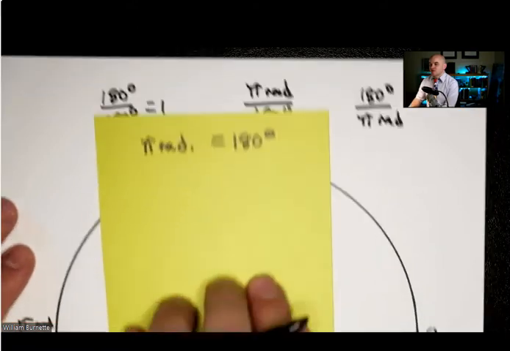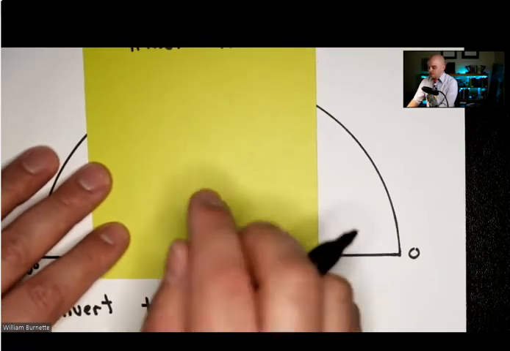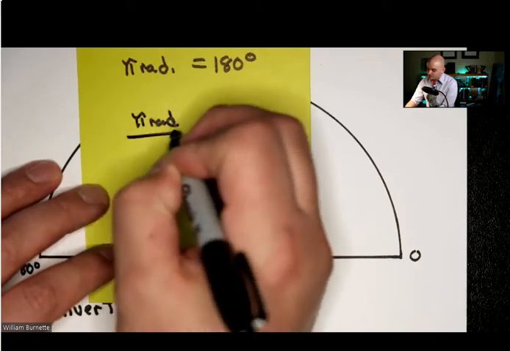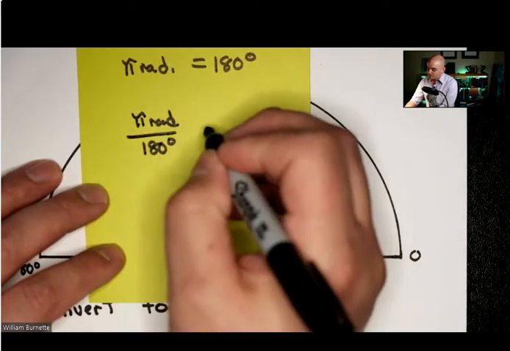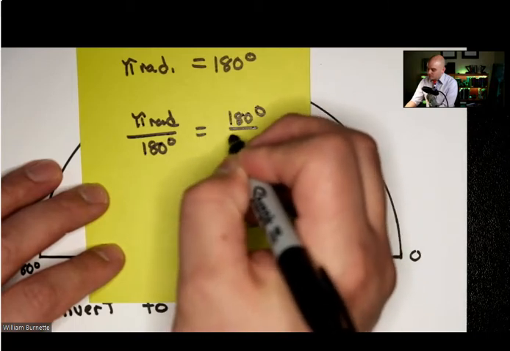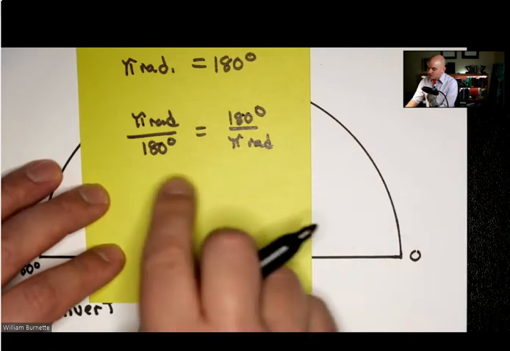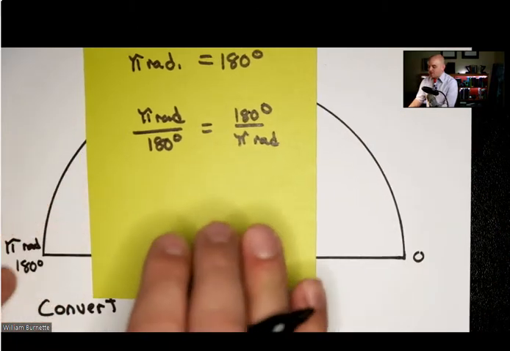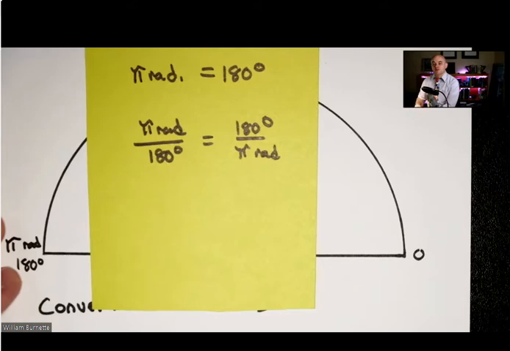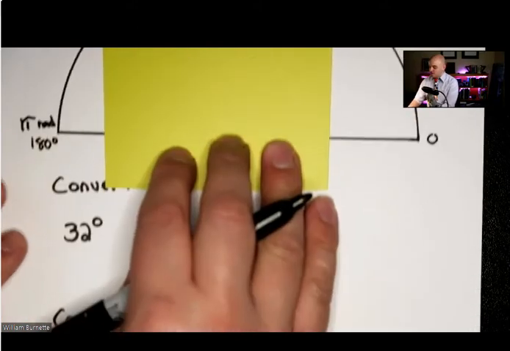I'm going to write those two fractions on this card because we will refer to it a couple of times in this video. And so both these fractions equal 1, and that's what I'm going to use to convert from degrees to radians or radians to degrees. Let's take a look at an example.